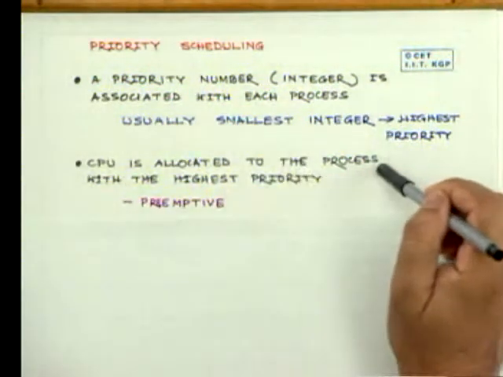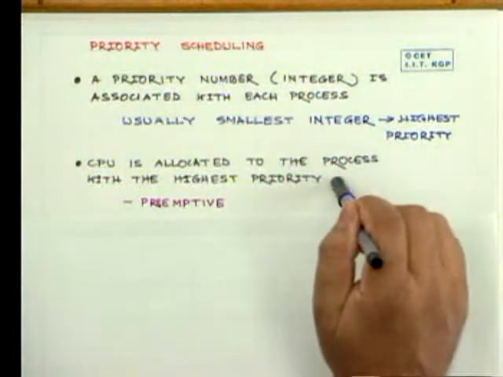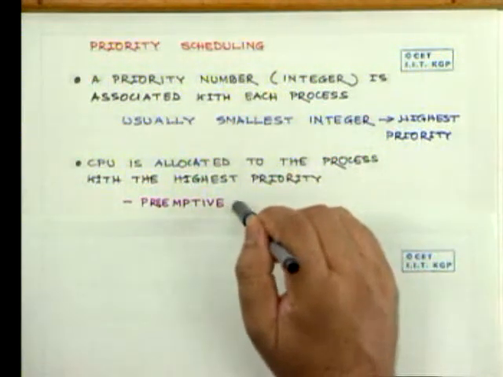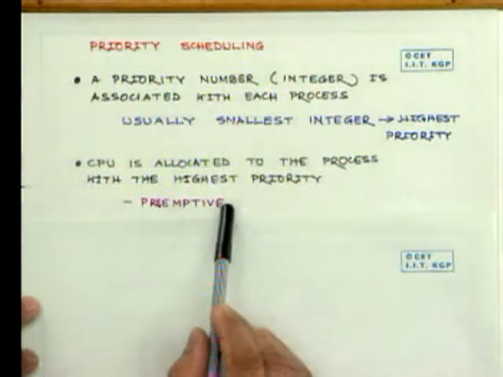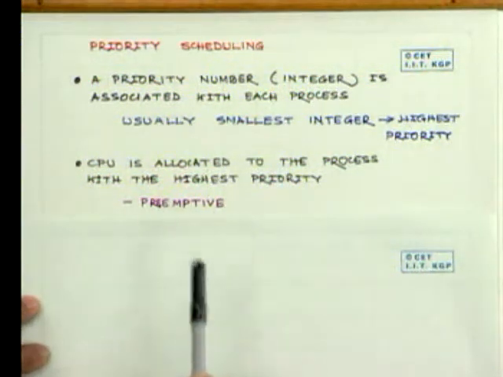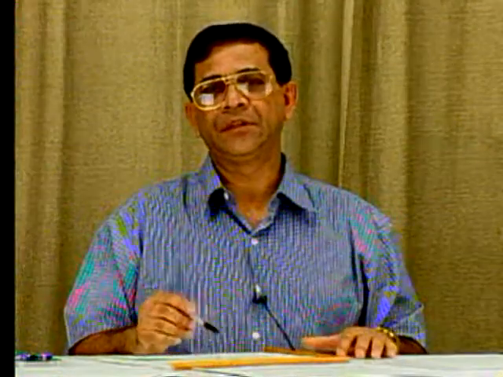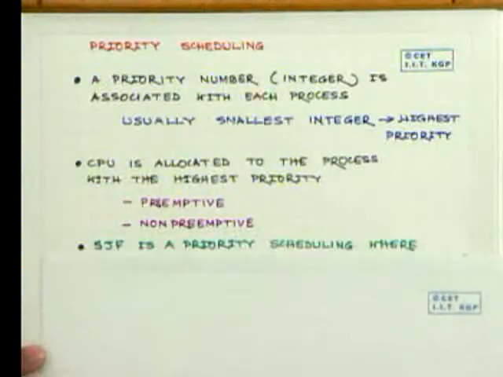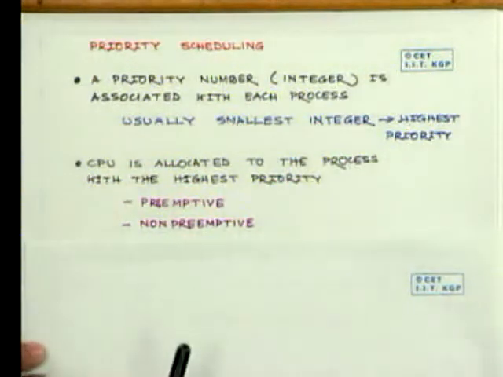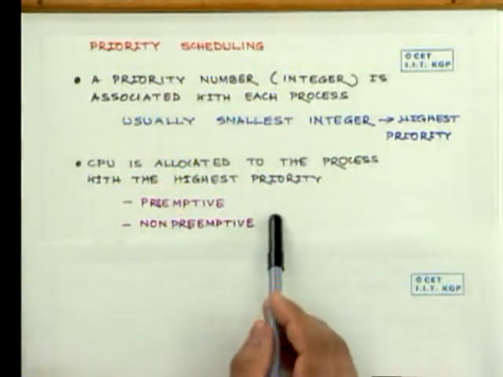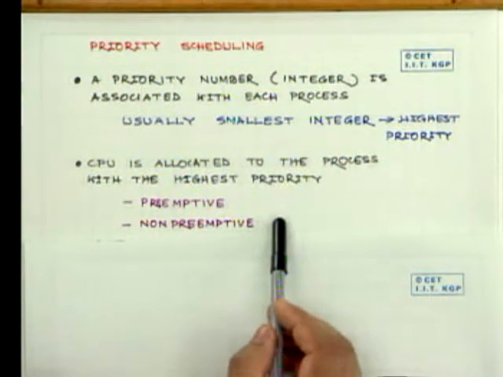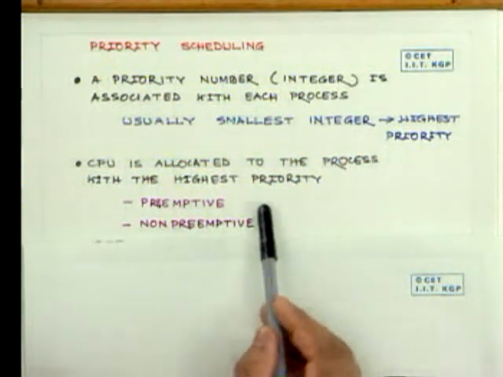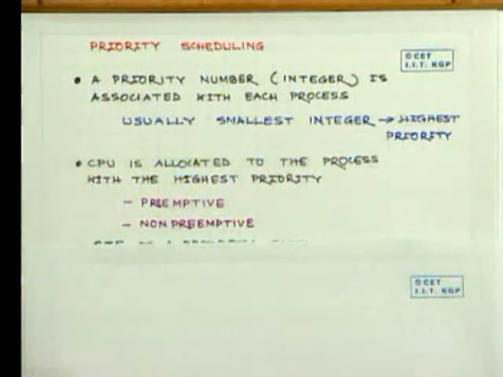CPU is allocated to the process with the highest priority, and we make it preemptive. That means if a higher priority job is in the job queue, then the lower priority job is preempted and is sent back into the ready queue. Therefore, we can make it preemptive. We can make it non-preemptive also. That means that once it is allocated, it remains in the CPU even though a higher priority job arrives in the ready queue.